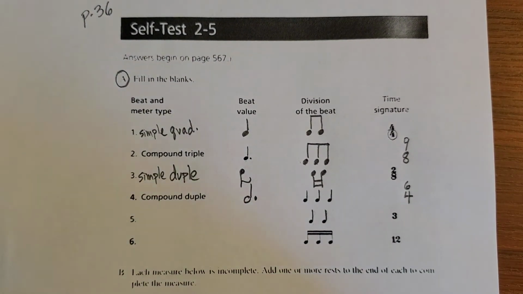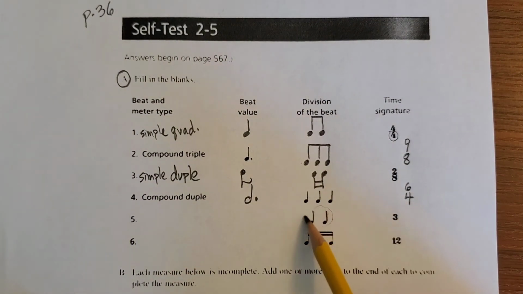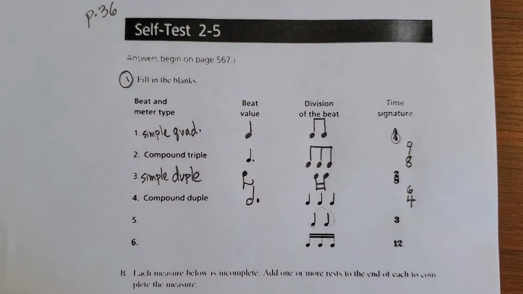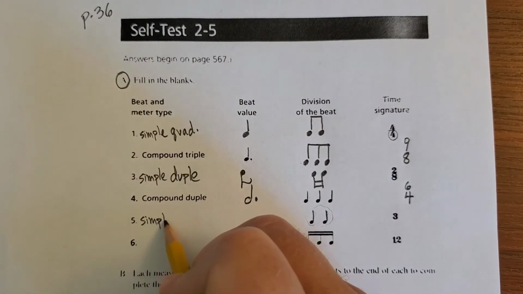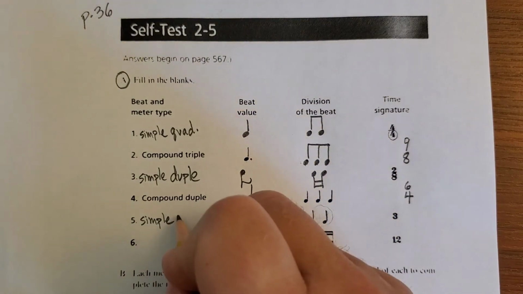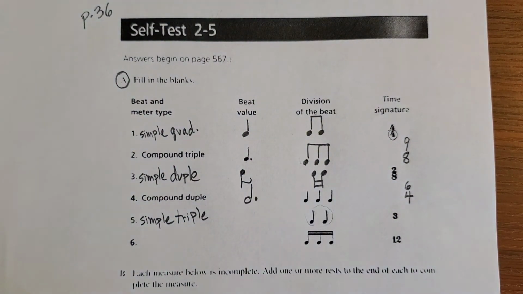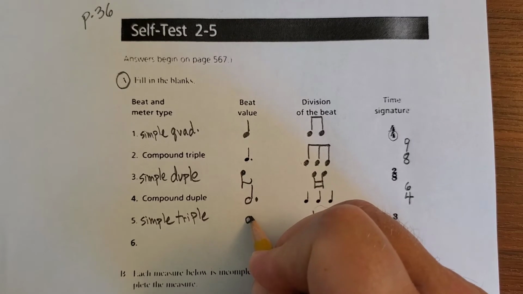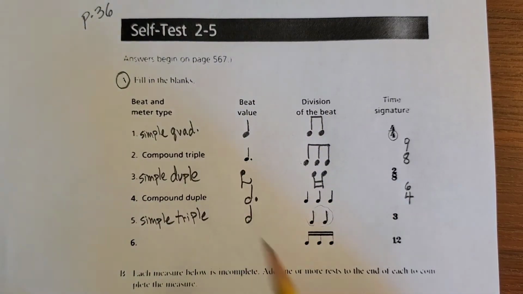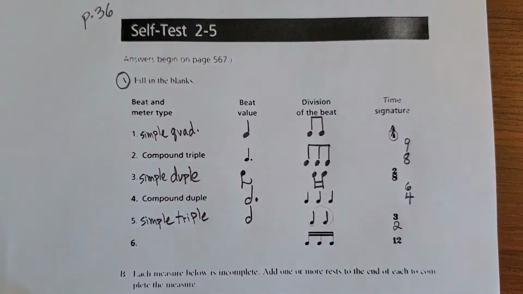Okay, number 5. I have 2 quarter notes as my division and a 3 in the top of my time signature. So I know it's definitely simple. And 3 in the top means triple. Okay, if the division of the beat is 2 quarter notes, the beat is going to be a half note. And if the beat's a half note, the bottom number of my time signature is a 2. So that's 3/2.